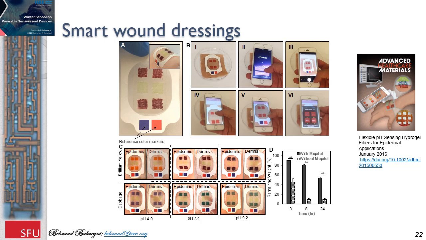Because as the healing process goes forward, the pH level of the environment next to the wound will change. And an experienced nurse or doctor can look at this and right away, from the color of this dressing, estimate the pH levels at the location of the wound and then evaluate the healing process. So this is one of those applications of chromic materials in smart textile. And as you can see, the smart textile in this case is changing color in response to a chemical input, which is the pH level at the location of the wound.